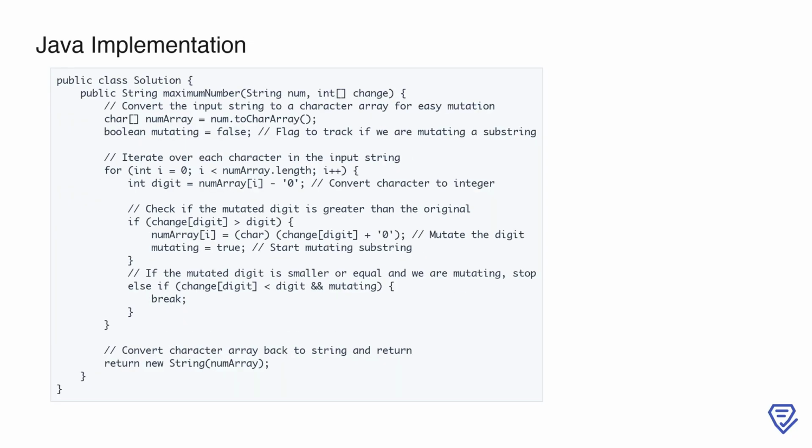This is the Java implementation for LeetCode problem number 1946, largest number after mutating substring. The logic mirrors the provided Python solution, but adheres to Java-specific conventions such as using character arrays for string mutation and explicit type declarations. The code efficiently traverses the input string, applies the mutation based on the change array, and stops when further mutation would not yield a larger number.